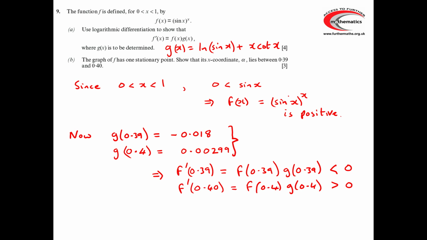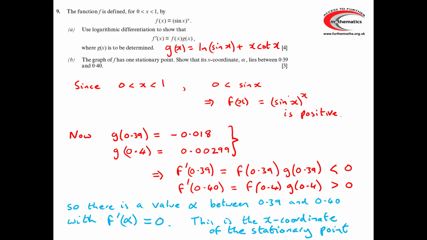On the other hand, f dash 0.4 is f of 0.4 times g of 0.4. We know that f of 0.4 is definitely positive, and we've shown that g of 0.4 is positive, so f dash 0.4 must be positive. So we've got that f dash 0.39 is negative, f dash 0.4 is positive, so therefore there's going to be a value somewhere between 0.39 and 0.40 which has got f dash alpha equals 0, and that's going to be the stationary point of f.